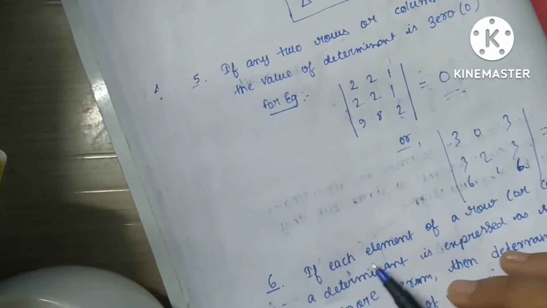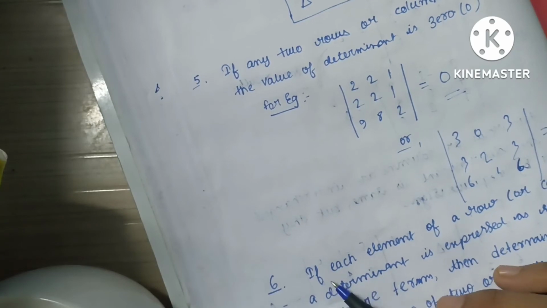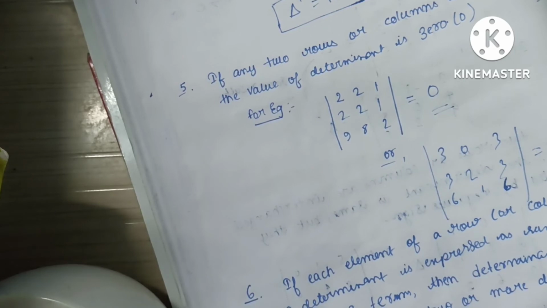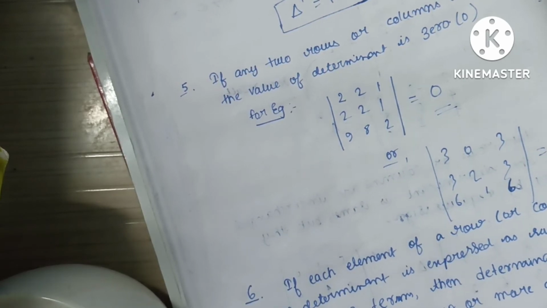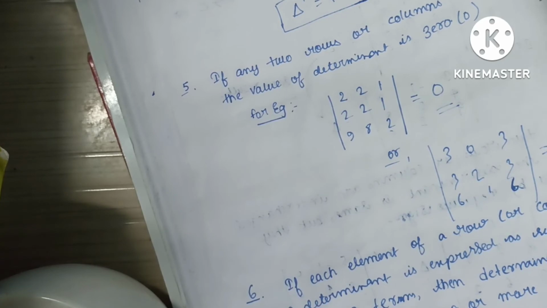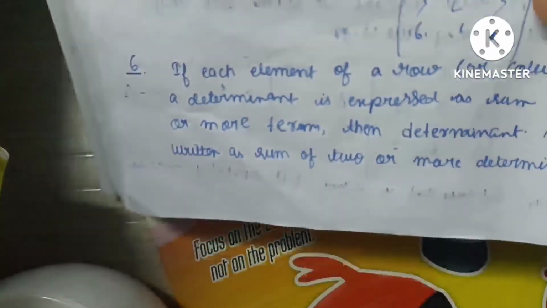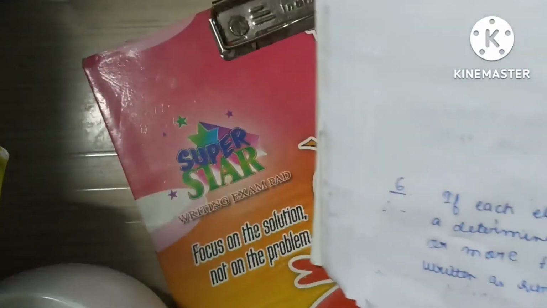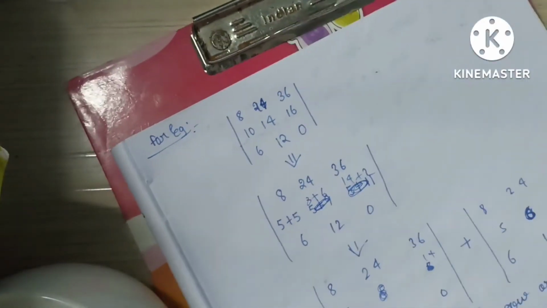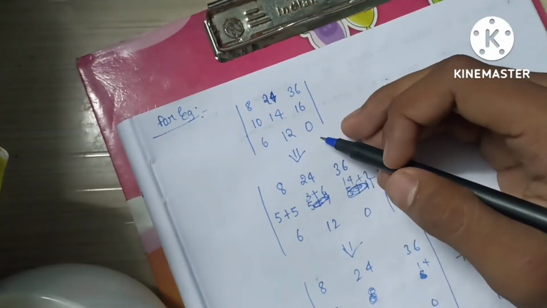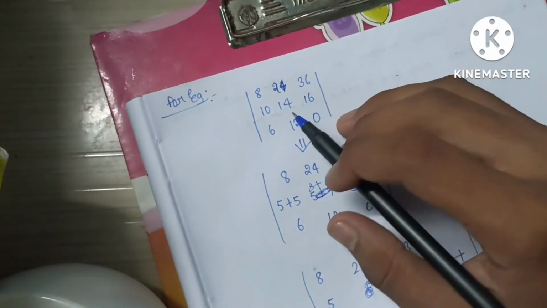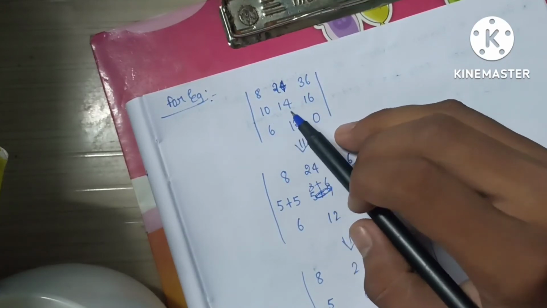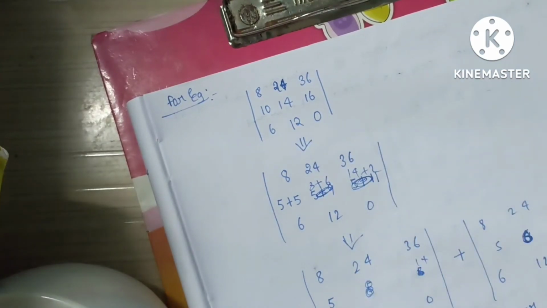So the sixth property of determinants is: if each element of a row or a column of a determinant is expressed as the sum of two or more terms, then the determinant may be written as the sum of two or more determinants. Let us explain this with an example. Take a determinant, say 8 24 36, 10 14 16 and 6 12 0.